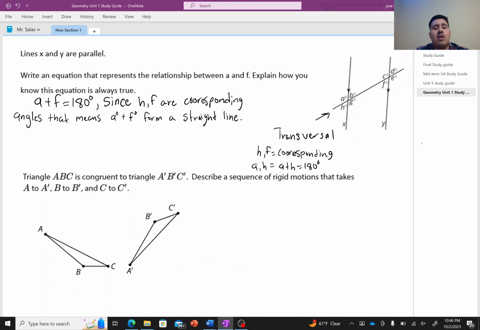So since H and F are corresponding angles, that means A plus F forms a straight line, comma, since A plus H, don't forget your degree symbol, since angles A plus H is also a straight line. Straight line. Okay? Perfect.